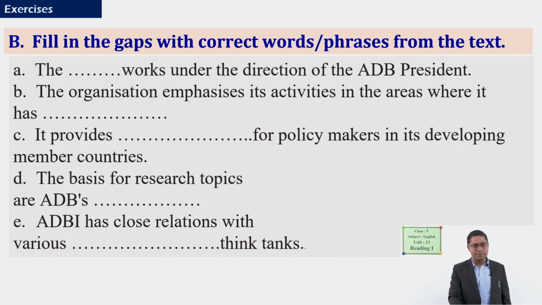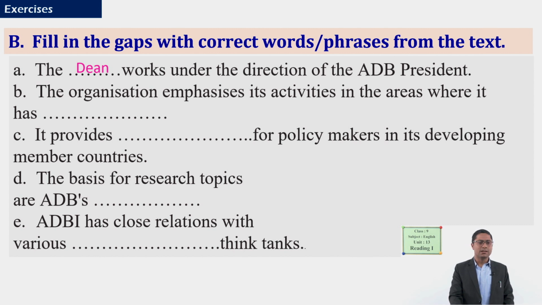It's fill in the gaps with correct words, phrases from the text. It's exercise B. Here you need to find the words from the text and complete it. Look at the first one. The blank works under the direction of the ADB president. What will be there in the blank space? Good. It will be dean. The dean works under the direction of the ADB president.